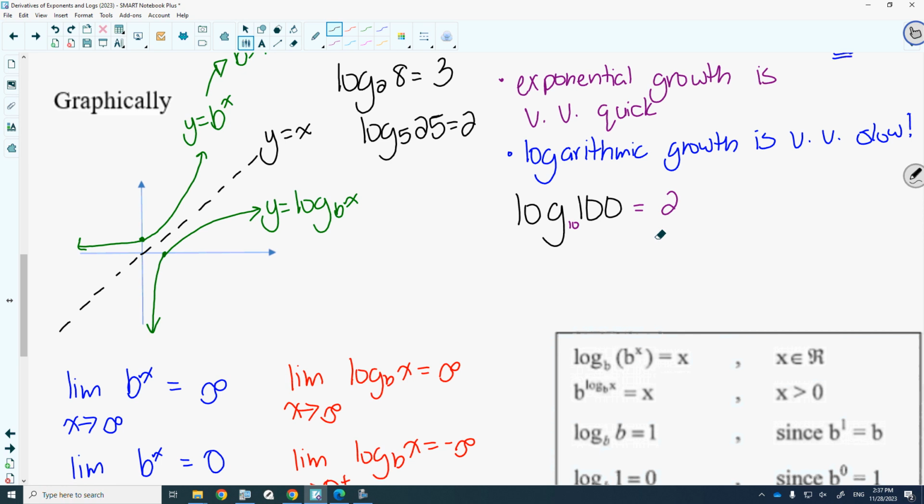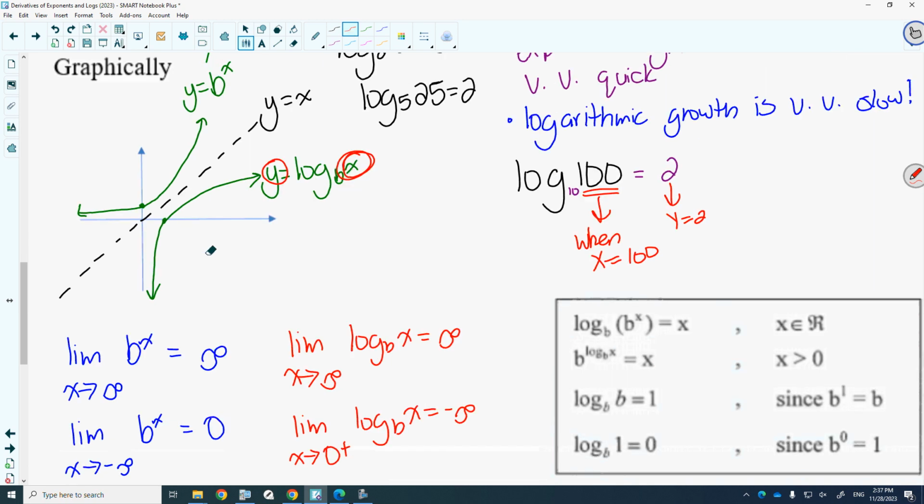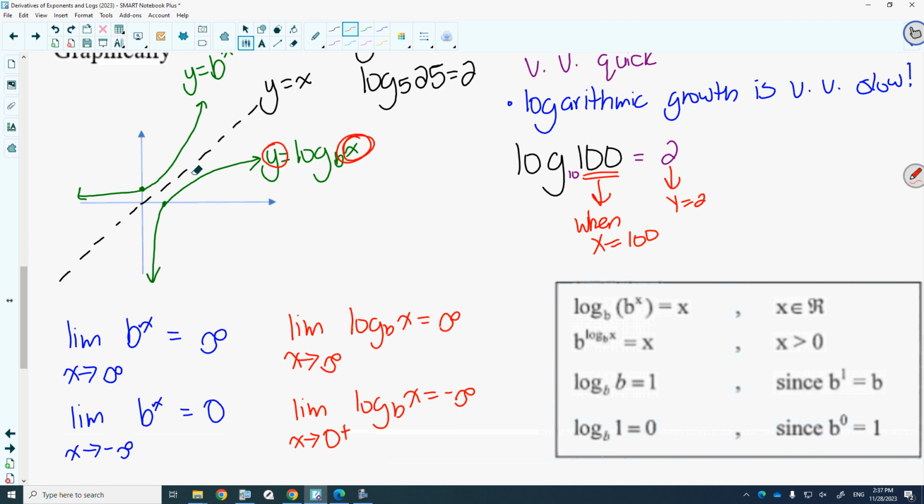Here's what this means. This is our x, right? You guys, x is right here. So what this means is when x is equal to 100, y is equal to 2. So look at how slow log growth is. When x is equal to 100, here's 1 on my graph. This is 1. When x is 100, so way over here at 100, y will finally get to 2.